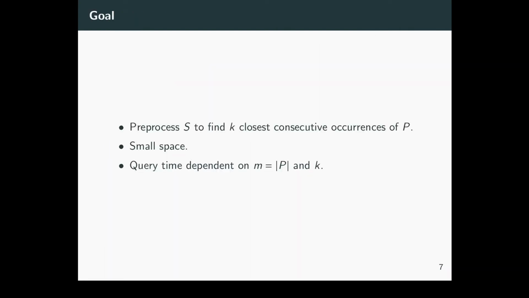So our goal is now that we want to pre-process S to find the K closest consecutive occurrences of P, and we want to use small space, hopefully linear. And we want a query time that's dependent on the length of the pattern, which we denote m, and our k only, not the number of occurrences of P.